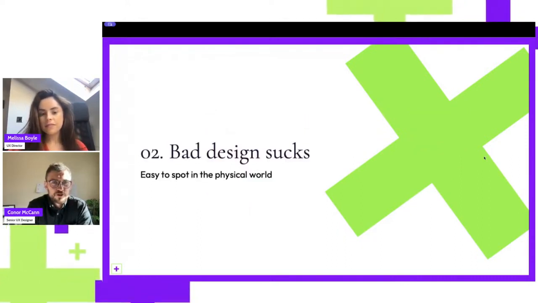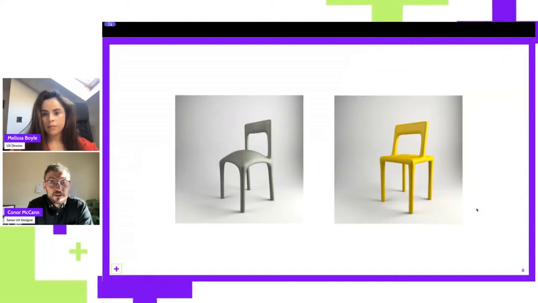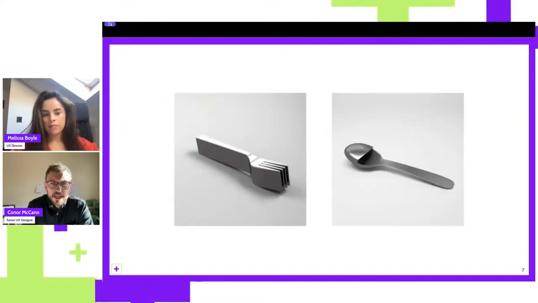Thanks. Yeah, so we're going to start with this really obvious statement, which is that bad design sucks. And I don't think anyone here would disagree with that. And it's very easy to spot in the physical world. So when we look at images like these coming up, it doesn't take too long for us to see that something's wrong here, and all we have to do is just imagine what it would actually be like to use this in the real world.